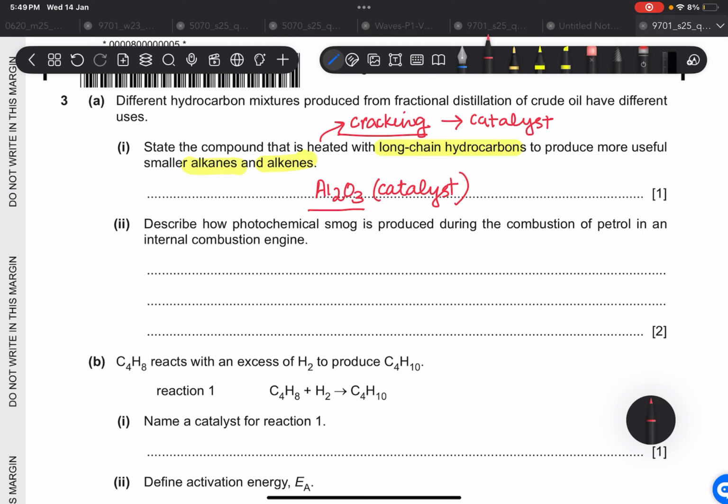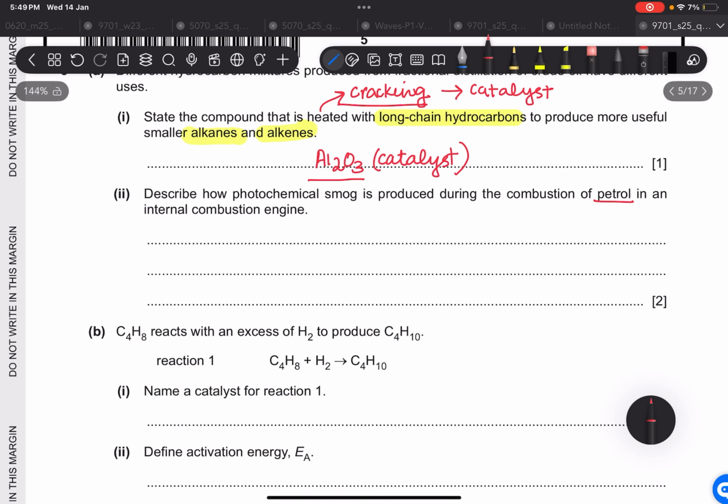So they're talking about this compound. Describe how photochemical smog is produced during the combustion of petrol in an internal combustion engine. Over here, nitrogen oxides and unburnt hydrocarbons are produced and they react together to form PAN. PAN is peroxyacetyl nitrate.